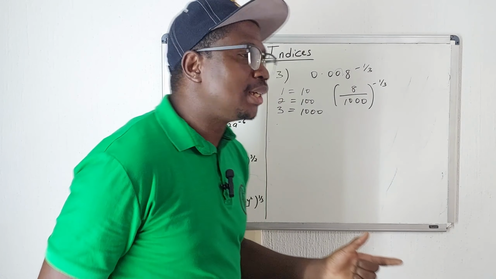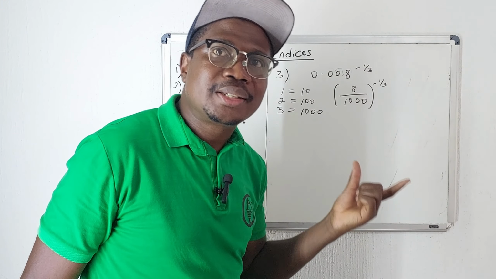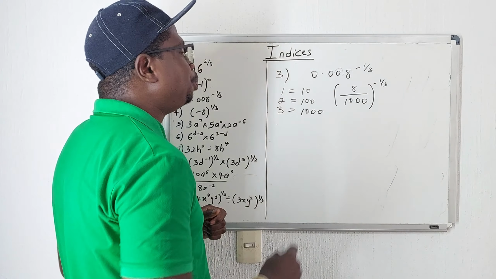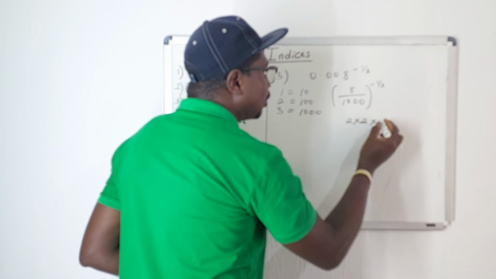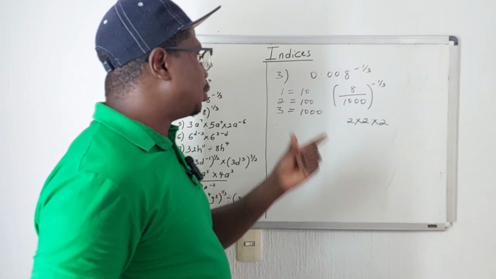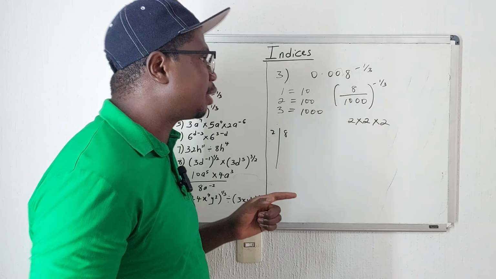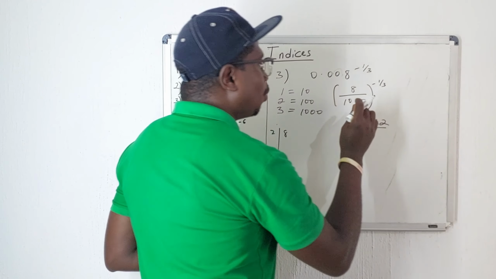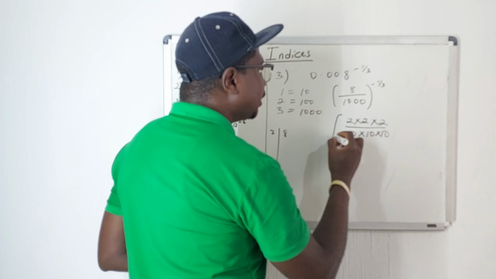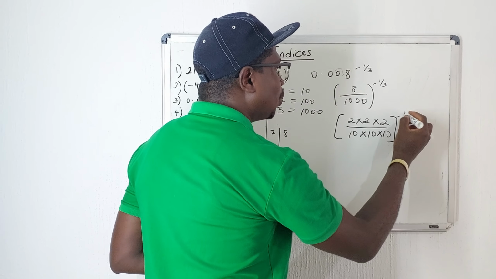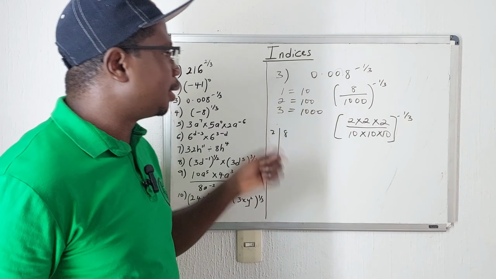Now what do we do next? We can express these numbers in index form or indices form. So we know 8 is what? 2 times 2 times 2. If you don't know it, you can do the prime factorization we did earlier. Over 1000 is what? 10 times 10 times 10, raised to power 1 over 3.